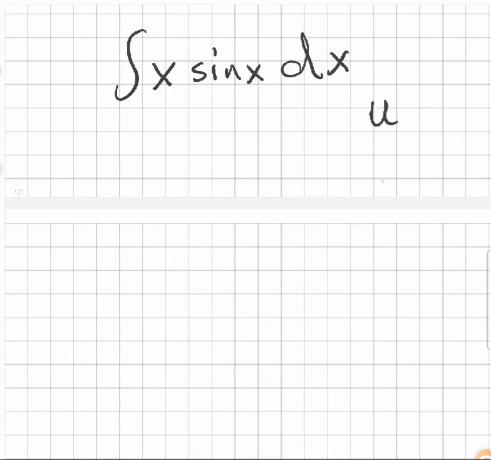Let's try another problem. Let's integrate x times sine x dx. So what should we make u and dv equal to? Just like before, I'm going to make u equal to x, so that du is going to be 1 dx. Now dv has to be what remains: sine x dx.